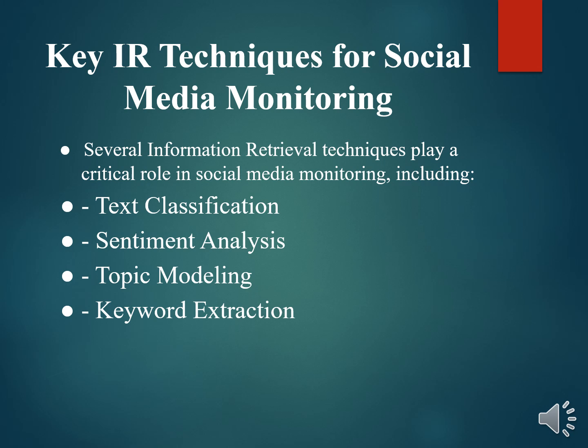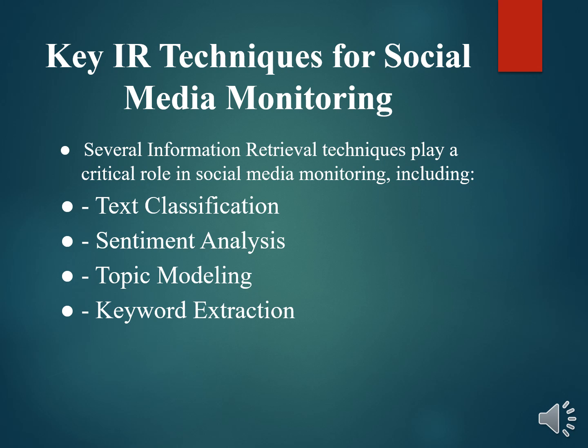So, first one is text classification. This tool categorizes social media posts into predefined groups. For example, spam versus non-spam, news versus opinion. And also, it is used for organizing discussions and identifying relevant content. Next one is sentiment analysis, which determines the emotional tone behind a post, whether it is positive, negative, or neutral. And also, it helps businesses gauge customer satisfaction and public perception.